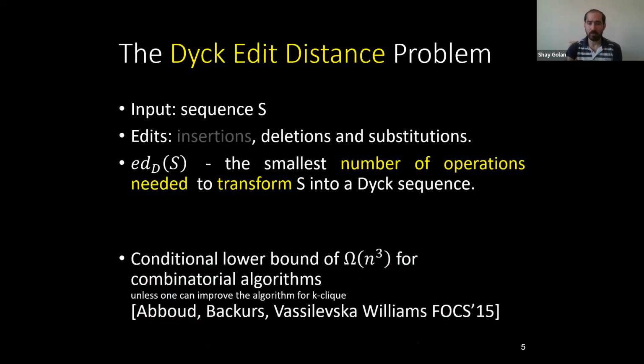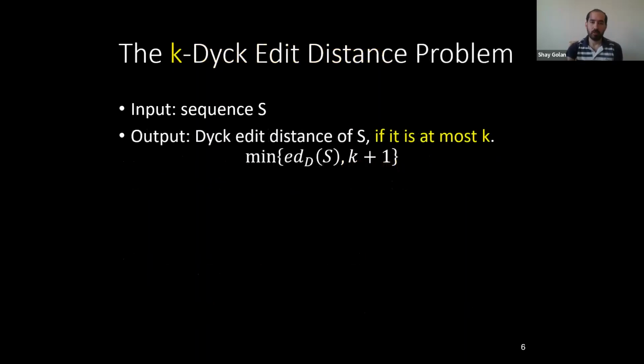And for this problem, we have a conditional lower bound by Abboud, Backurs, and Vassilevska Williams that claims that no one can introduce a combinatorial algorithm which takes less than n cubed time. It's based on the hardness of k-Clique. So since the problem is hard, we consider a restricted version, which is the k-Dyck edit distance, where if the Dyck edit distance is more than k, we don't care about its actual value, just the fact that it is more than k, and if the Dyck edit distance is less than k, then we want to know it exactly.